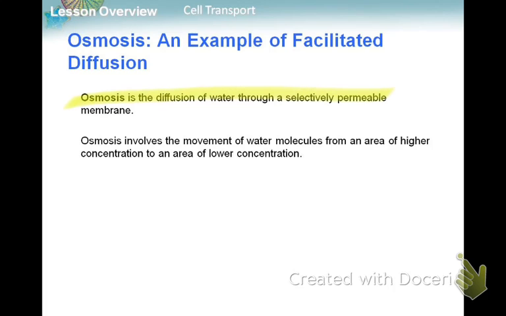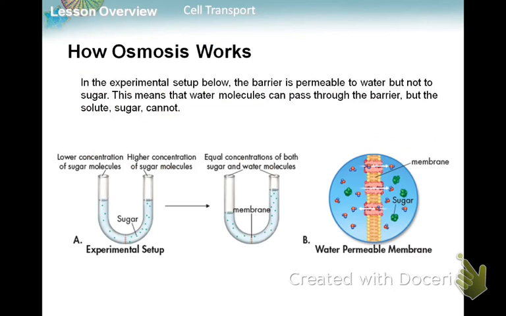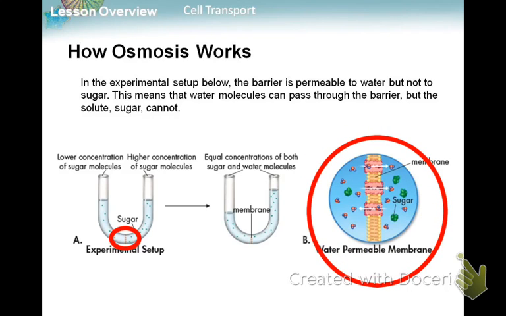And more specifically, it's diffusion of water through a selectively permeable membrane. And again, because it's diffusion, it's going from high concentration to low concentration. In this experiment, we have a barrier here in the middle, that little dotted line. It's permeable to water. You can see it zoomed in here. So water can go through, but the sugar cannot. The sugar's too big to go across, but the water can.